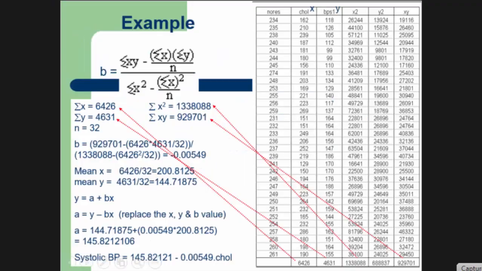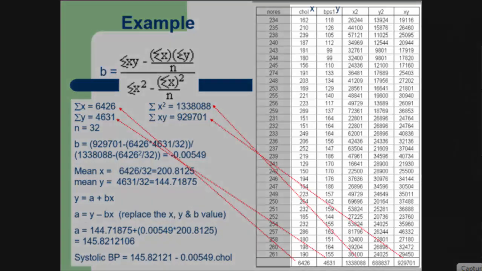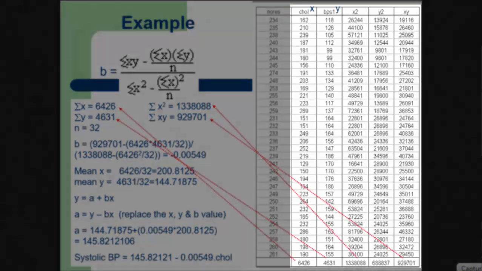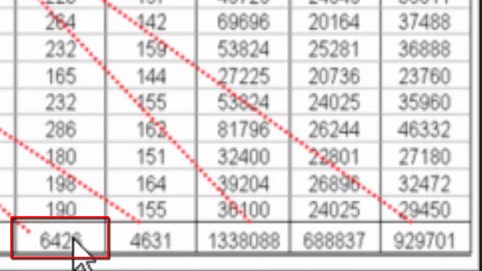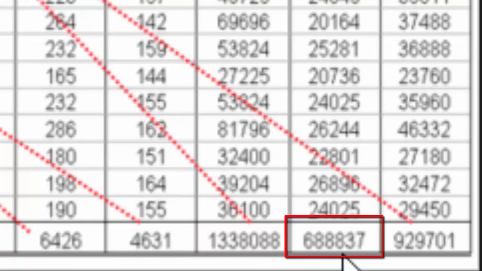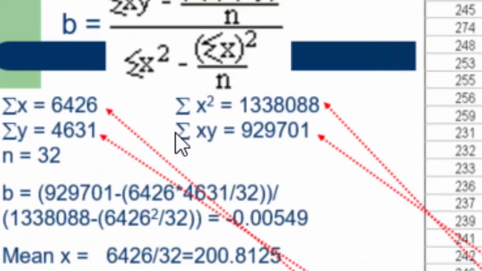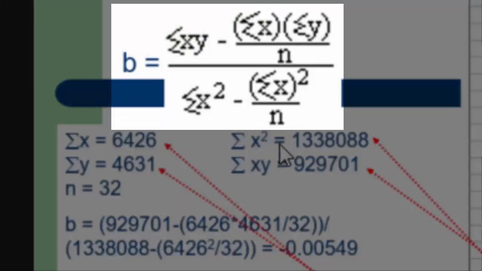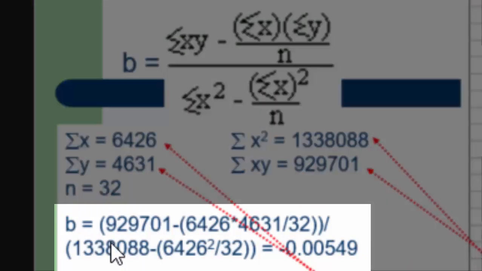Immediately you get the answer. This one is a slightly different data set. The relationship between cholesterol level and systolic blood pressure based on the data given. You just combine everything together and you get the value. You just get the sum of x, the sum of y, the x squared, the y squared, the xy. You put it inside here, change the values inside here with this data, and you get the value of the regression coefficient.